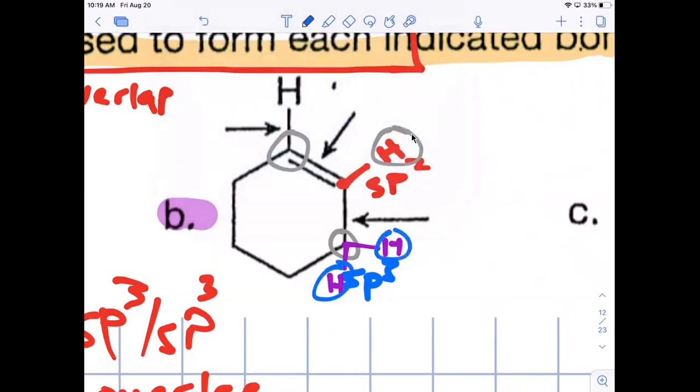So those are groups. That's a group. That's a group. And then it's got a carbon on this side of it and a carbon on that side of it. So it's got 4 groups around it. But the other way that you can tell it's sp3 is that there are no pi bonds, right? It's all sigma bonds.